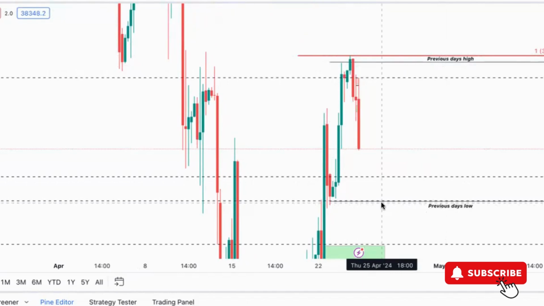This move is not going to happen all of the time, but it is definitely a good idea to mark your previous day's high and your previous day's low so that you understand what's happening. This is called a buy side, sell side sweep.